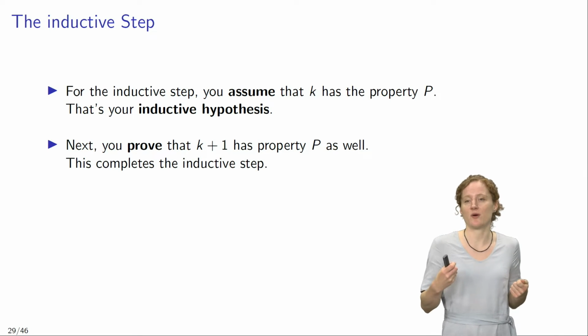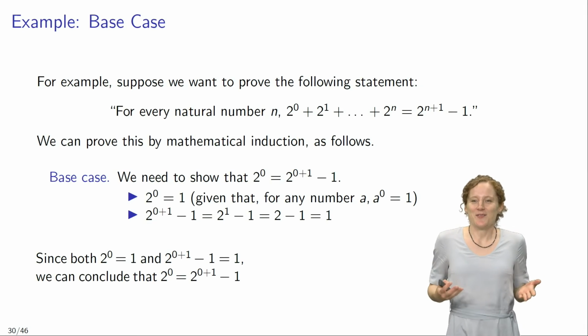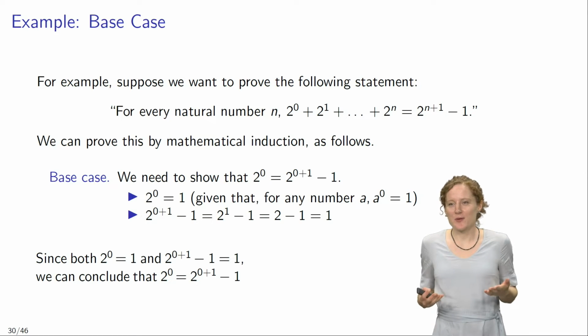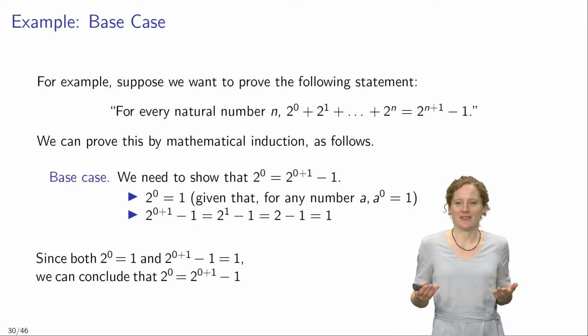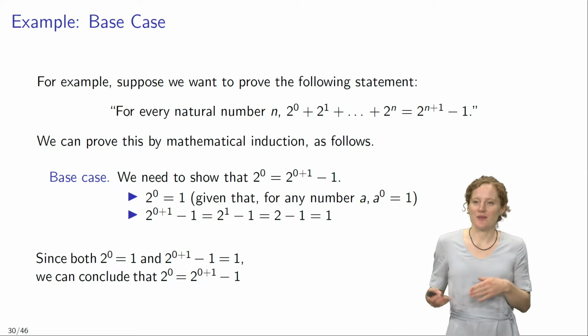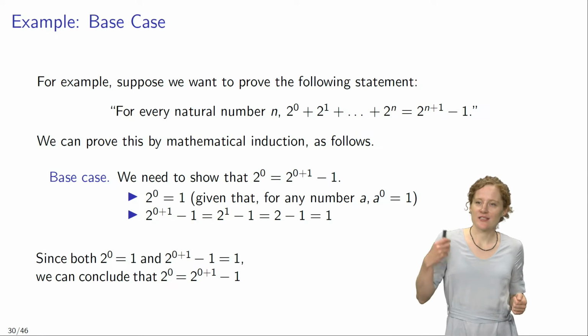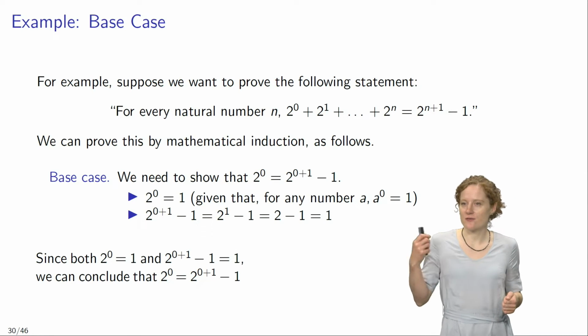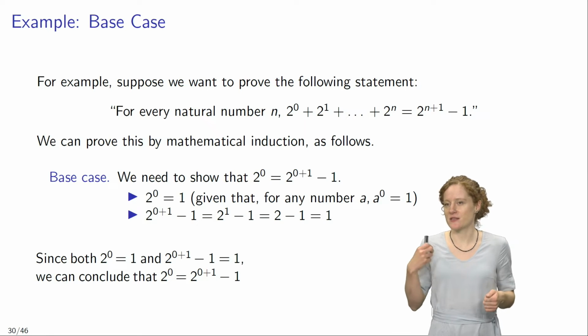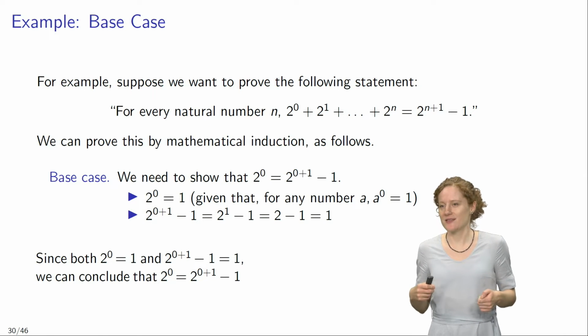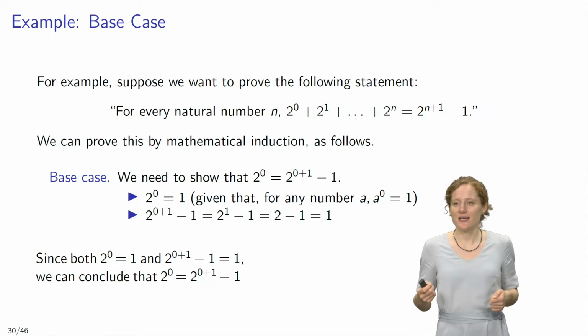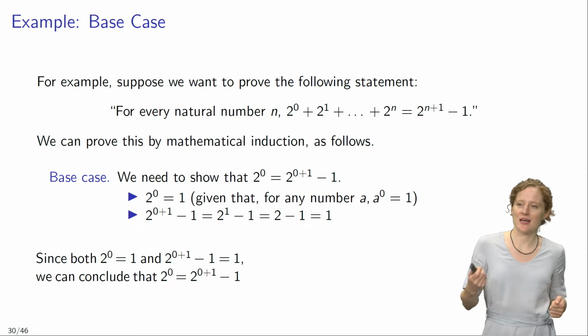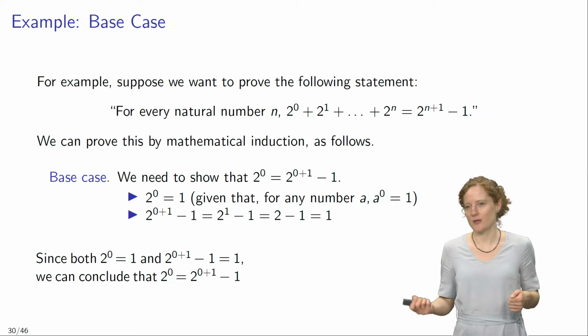So the inductive step includes both an assumption, which is the inductive hypothesis, and then a proof that is based on the inductive hypothesis. So, for example, suppose we want to prove the following statement. For every natural number n, 2 raised by 0 plus 2 raised by 1 plus and so on and so forth plus 2 raised by n equals 2 raised by n plus 1 minus 1.